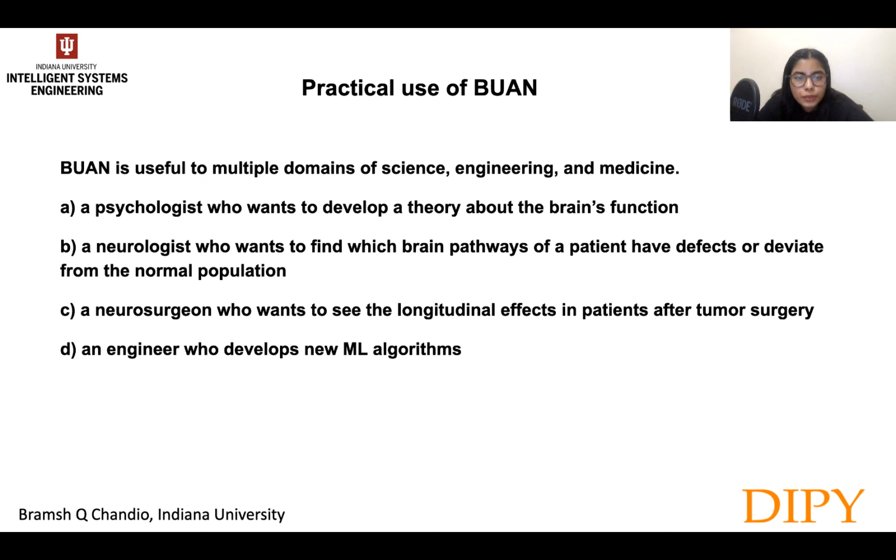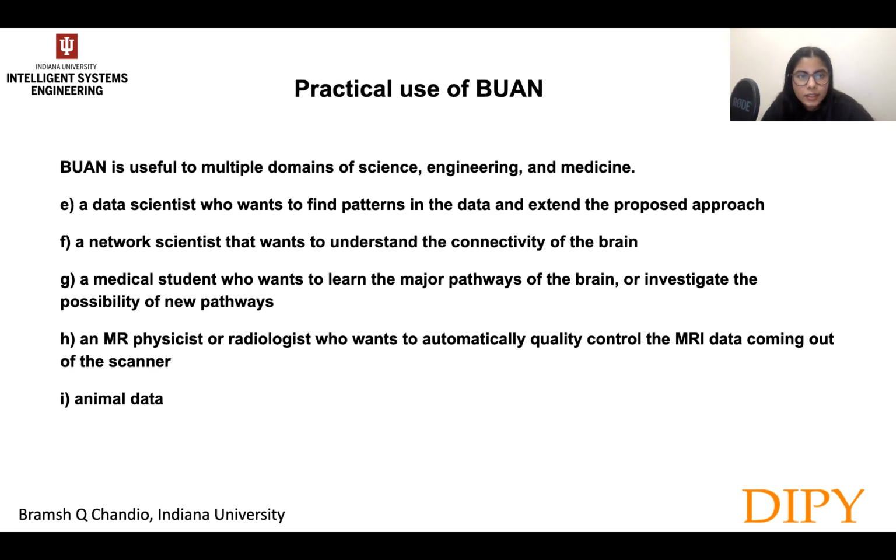An engineer who develops new ML algorithms can use the data generated from BUAN or even the method itself and make changes to it, maybe extend it. A data scientist who wants to find patterns in the data and extend the proposed approach. A network scientist who wants to understand the connectivity of the brain, or a medical student who wants to learn the major pathways of the brain or investigate the possibility of new pathways. An MR physicist or a radiologist who wants to automatically quality control the MRI data coming out of the scanner.